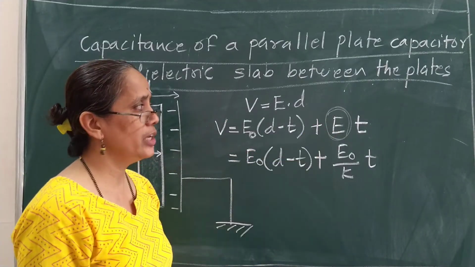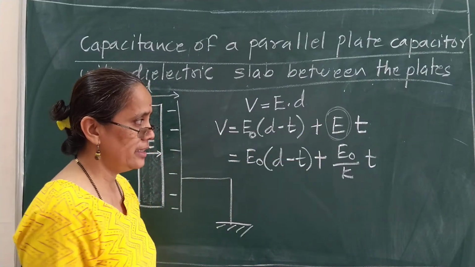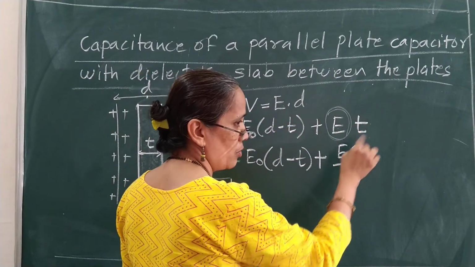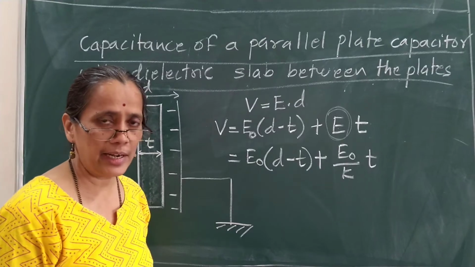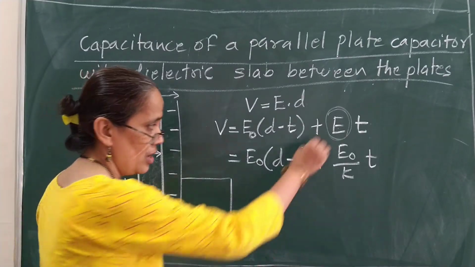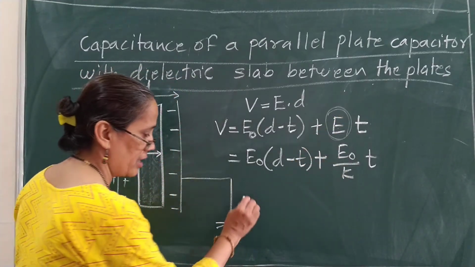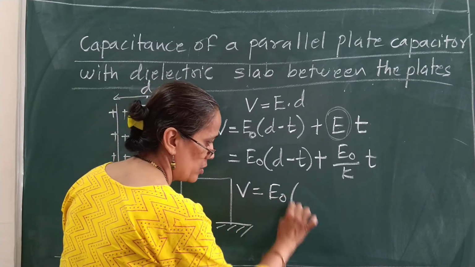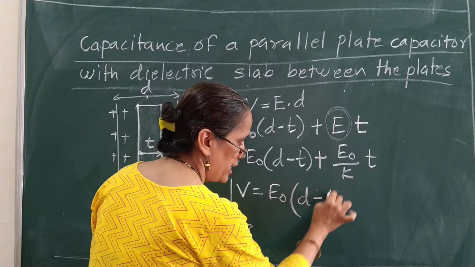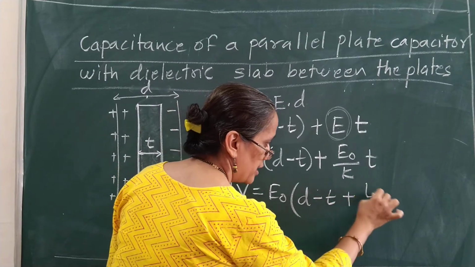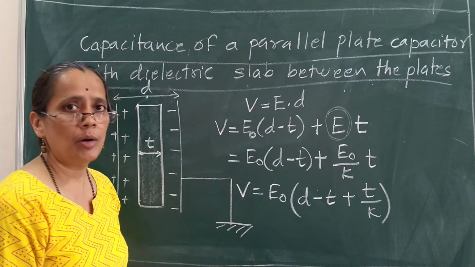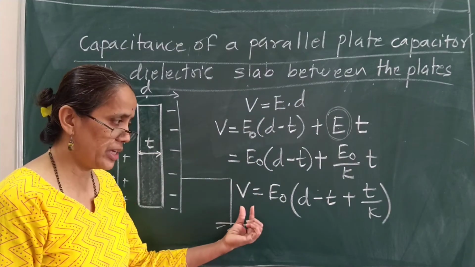Why? Initially you have seen this formula, that in the initial case E upon E0 is equal to K. That dielectric constant formula we have seen, so using that we have substituted here. So what am I getting here? V is equal to E0, the common factor, times the bracket d minus t plus t divided by K. This is the potential V.